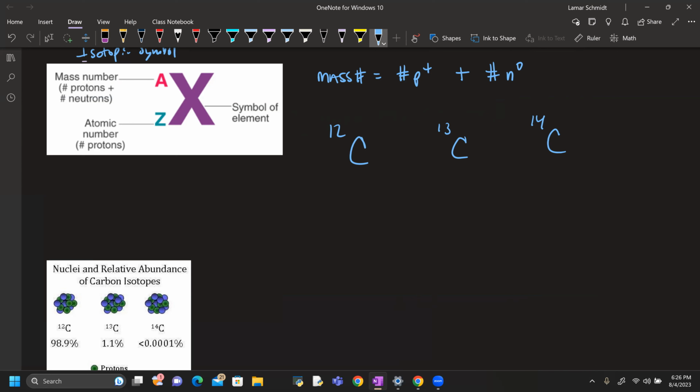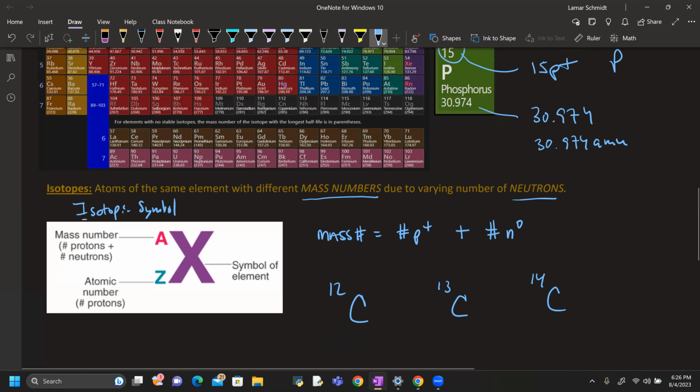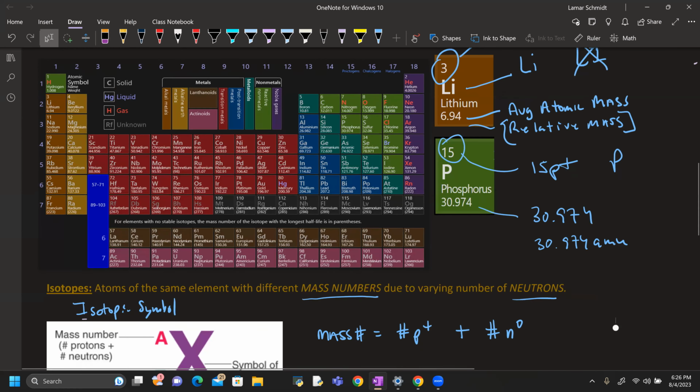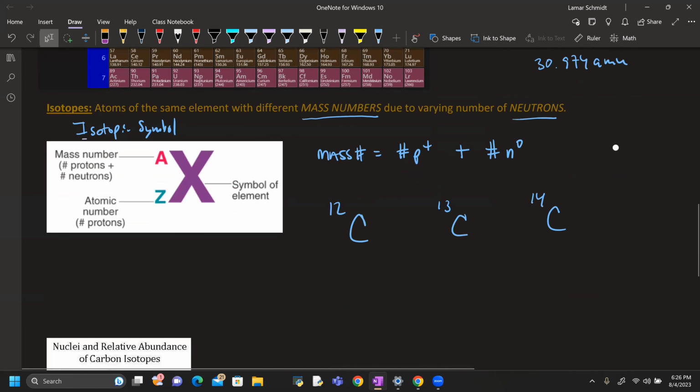What is the atomic number of carbon? Where could I find that information? That's correct, the periodic table. So I go to carbon and I see in the top left corner, it says 6. That's my atomic number. So this is 6, and that one is 6 because all of these are carbon, and carbon is defined by having an atomic number 6, or 6 protons.